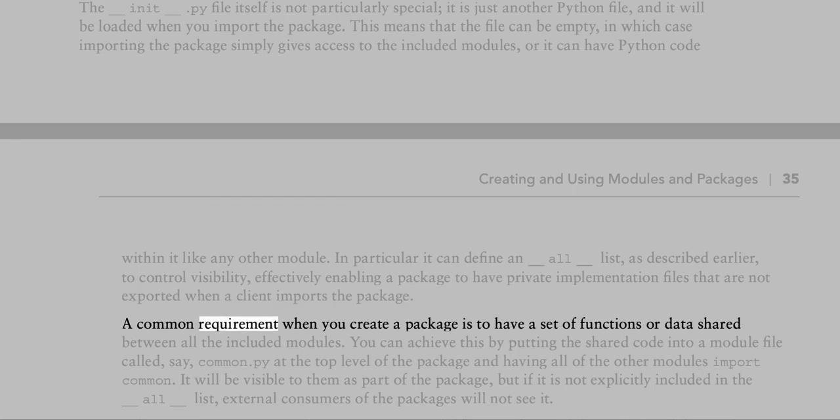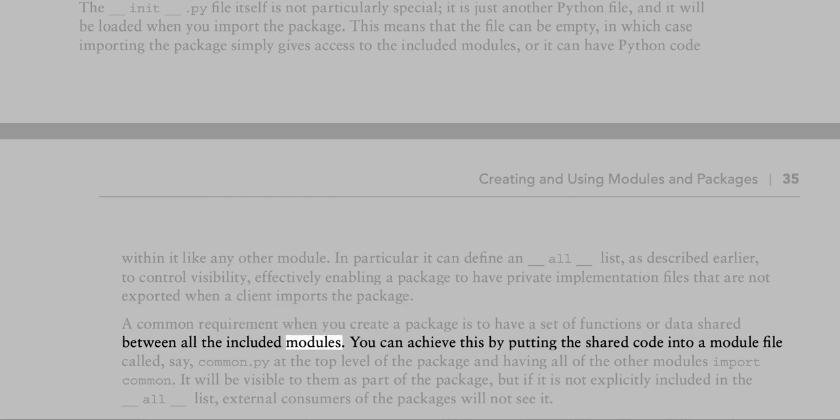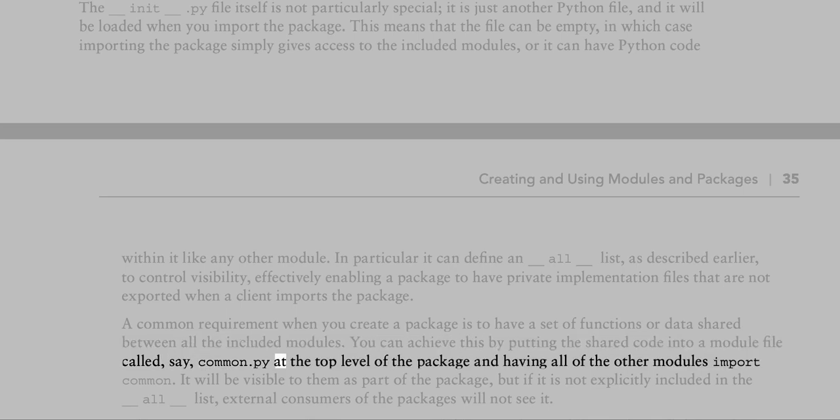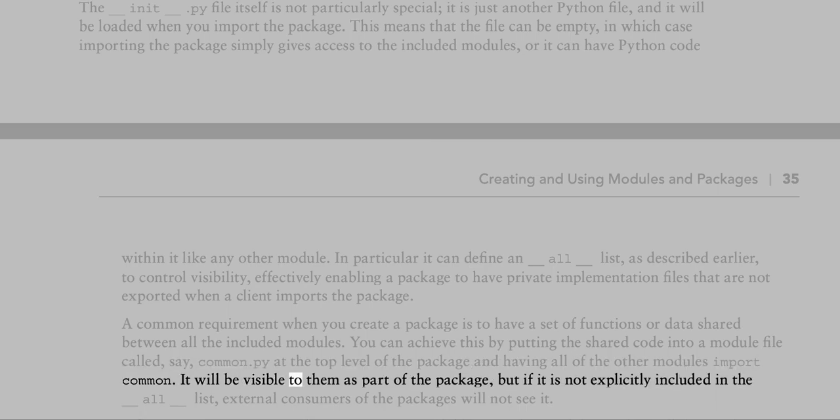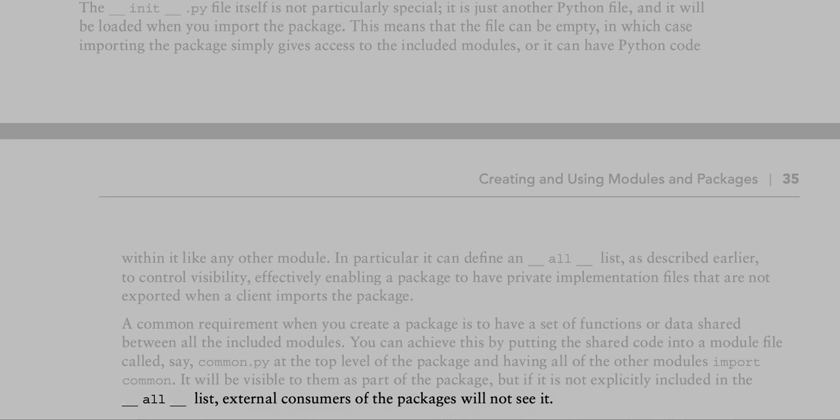A common requirement when you create a package is to have a set of functions or data shared between all the included modules. You can achieve this by putting the shared code into a module file called, say, common.py at the top level of the package, and having all of the other modules import common. It will be visible to them as part of the package, but if it is not explicitly included in the __all__ list, external consumers of the package will not see it.